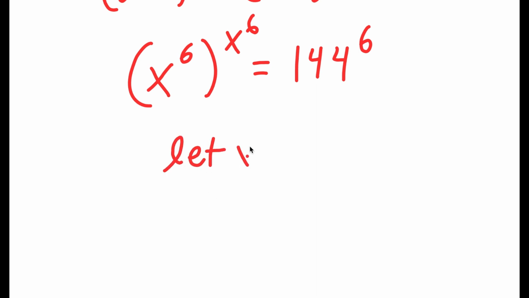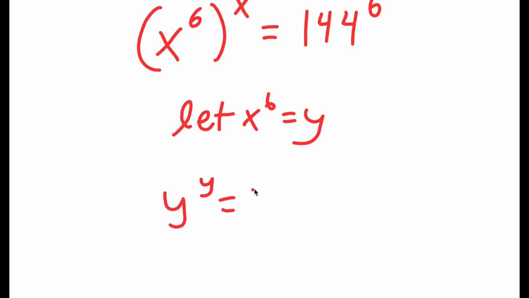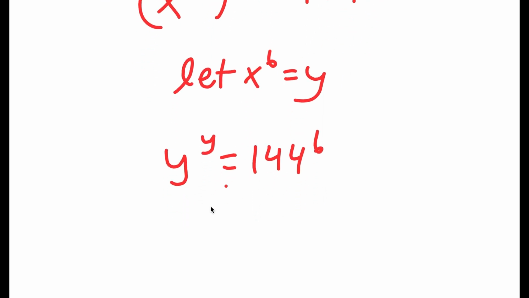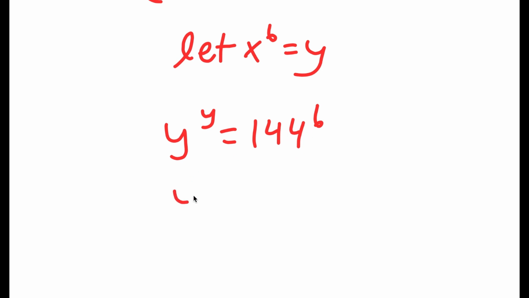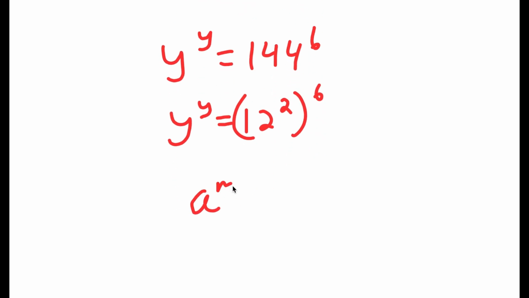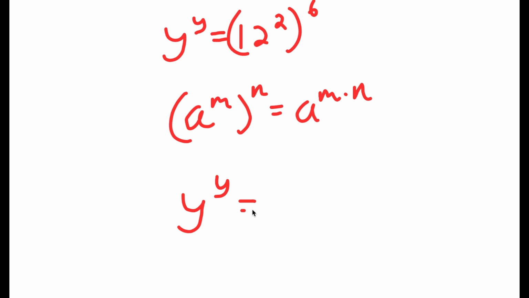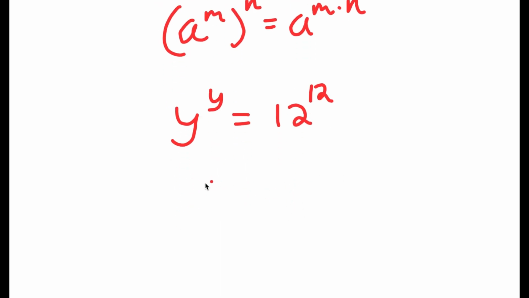Now I'm going to let x to the power of 6 equal to the variable y. So I have y to the power of y is equal to 144 to the power of 6. And I'm going to rewrite 144 as 12 squared. Now, if I have something in the form a to the power of m to the power of n, this is also equal to a to the power of m times n. So 12 to the power of 2 to the power of 6, that's going to equal 12 to the power of 2 times 6, which is 12 to the power of 12.